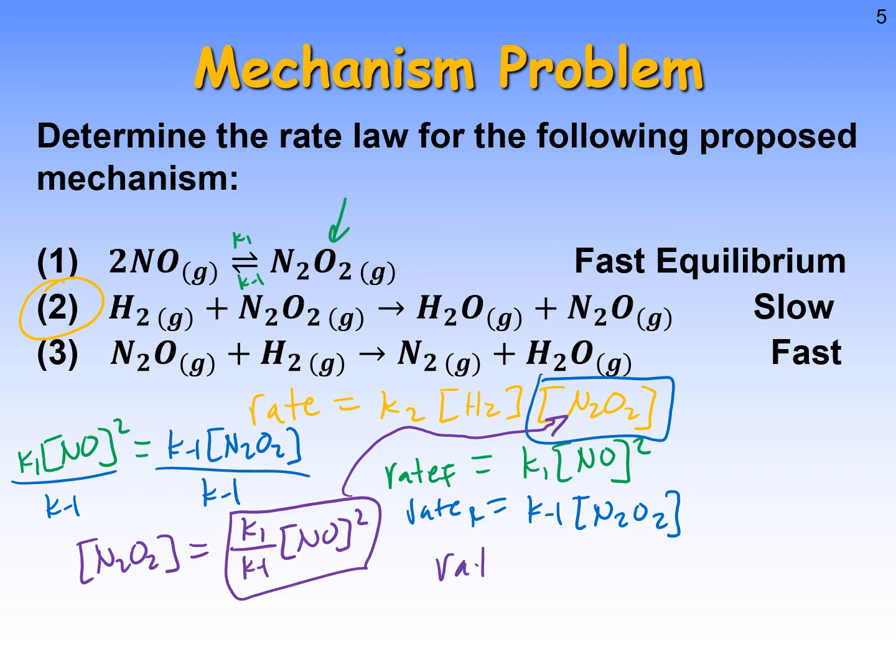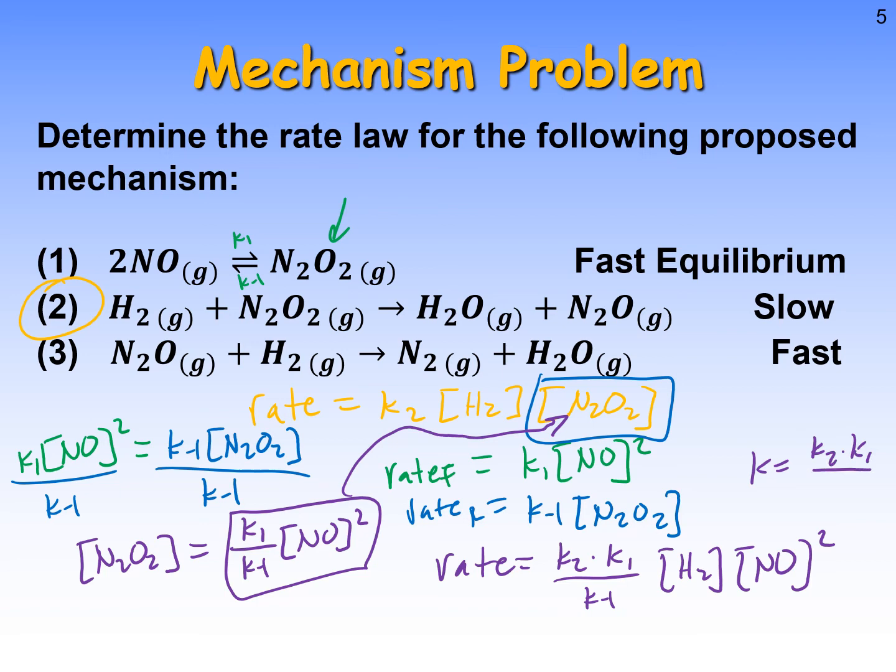What I get is that rate is equal to k2 times k1 all over k minus 1 times the H2 concentration times NO squared. And I can simplify this a little bit more, right? I can say, hey, k is equal to k2 times k1 all over k minus 1. And just say, hey, my rate law is really k times H2 times NO squared.